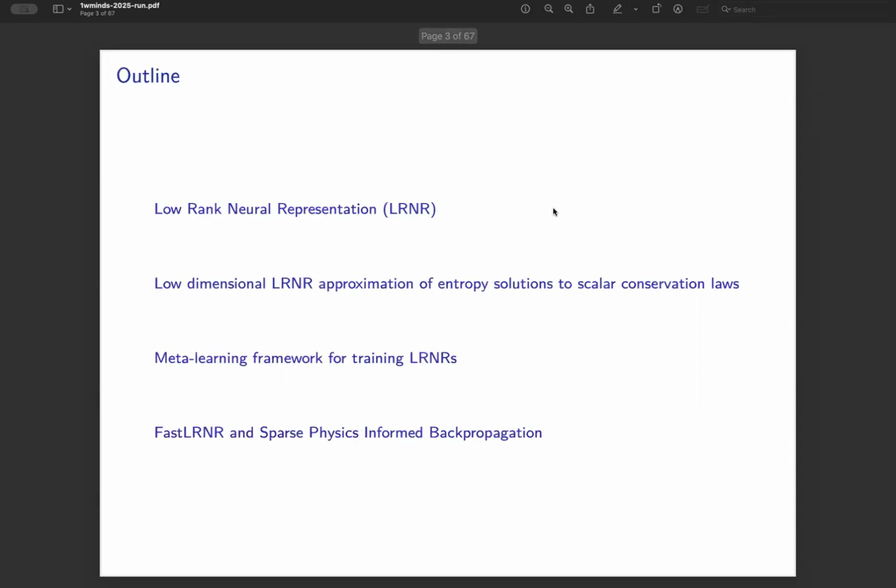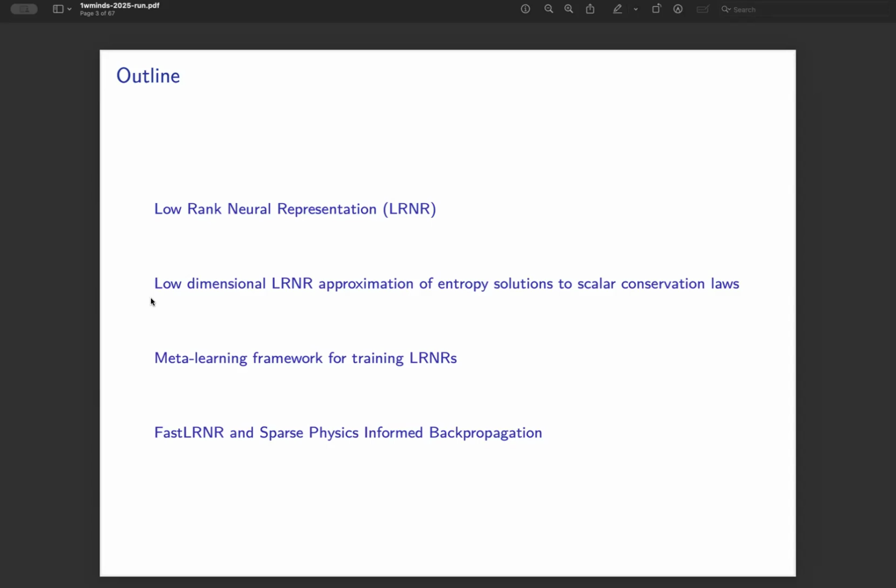Okay, so here is the outline of the talk. I'm going to first introduce what low-rank neural representation is. And I'm going to talk about some theoretical work relating how a learner approximation to entropy solutions to conservation laws, which can involve shocks and rarefactions, could be a low-dimensional approximation. Up to this point, it'll all be pretty much theoretical.